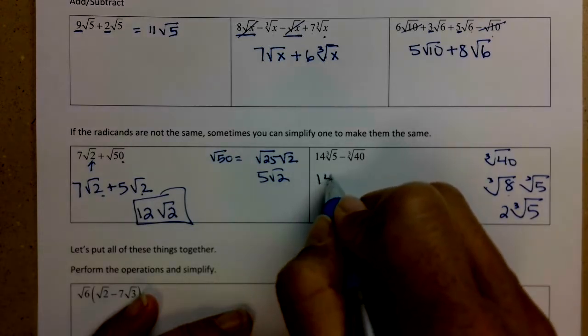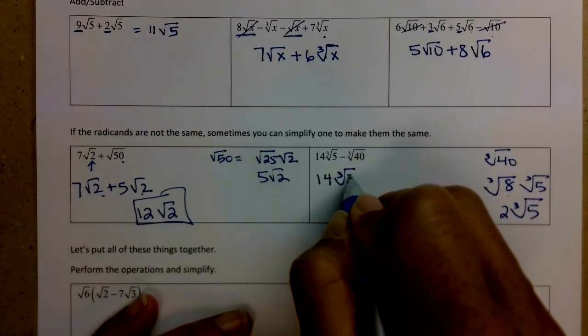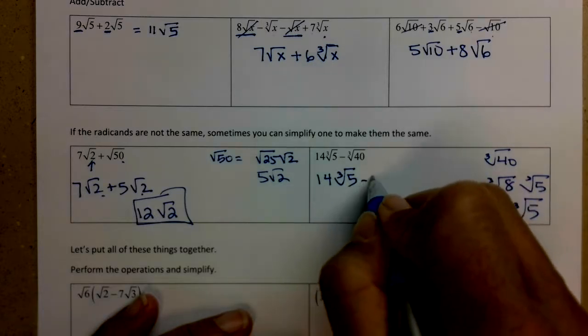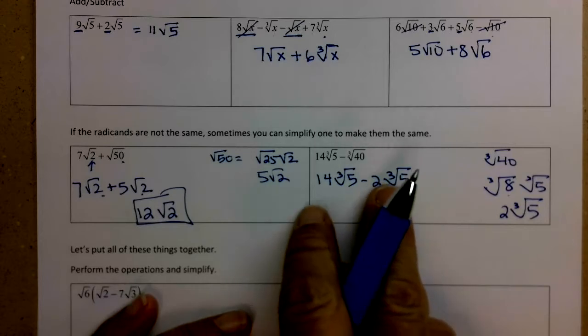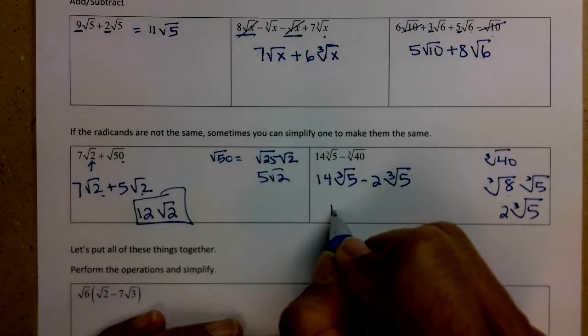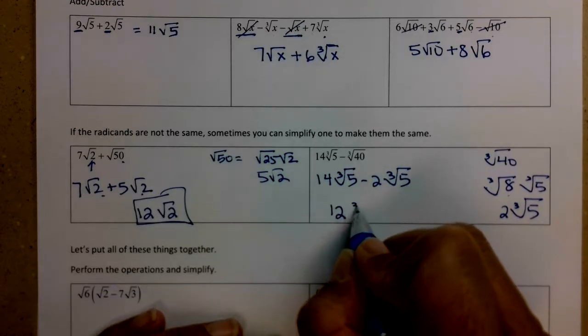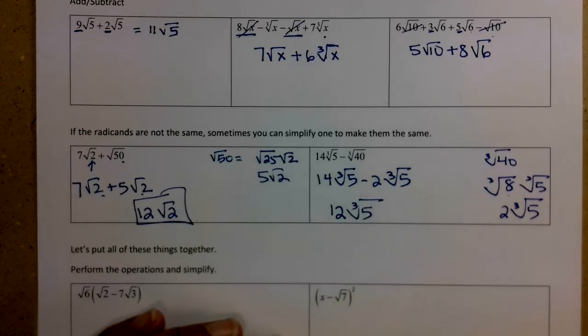So now I have 14 times the cube root of 5 minus 2 times the cube root of 5. Now they are the same, so we go ahead and subtract those coefficients. 12 times the cube root of 5.